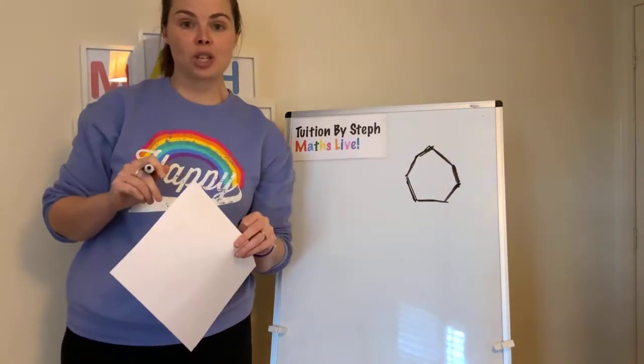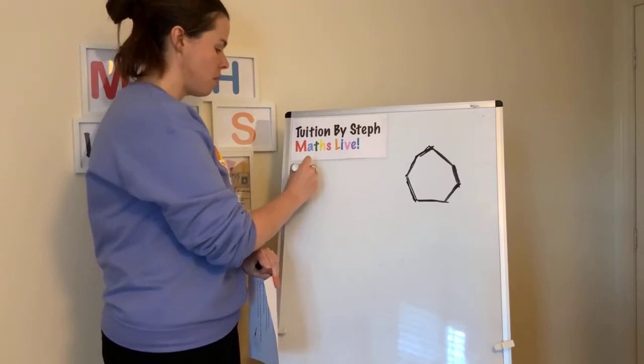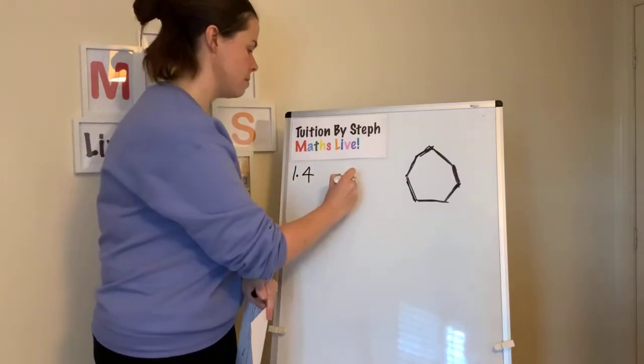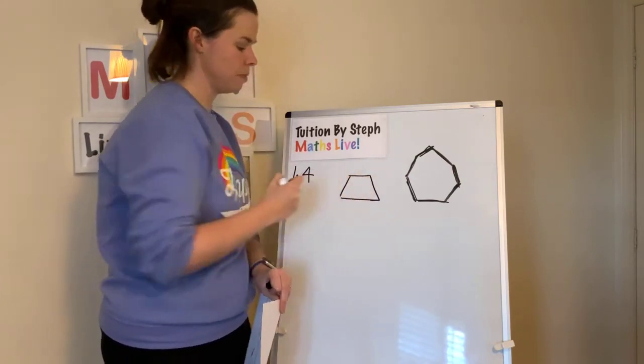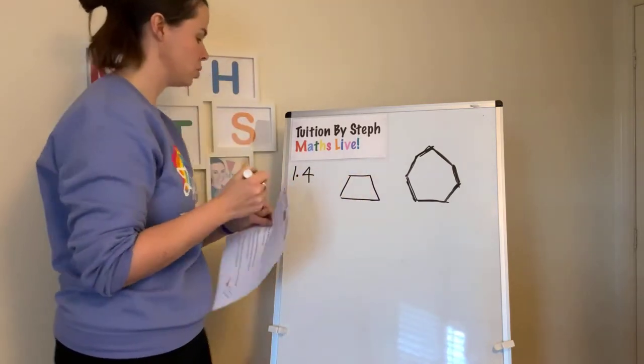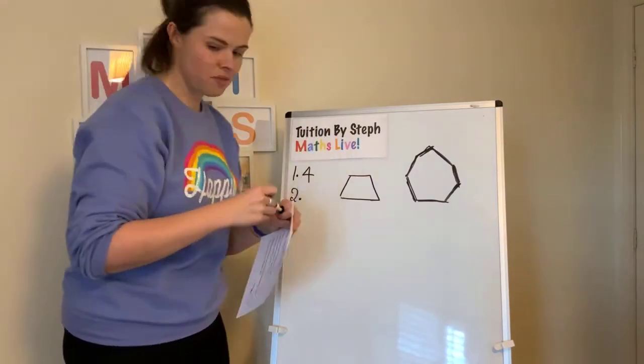Right, question 1. How many sides does a trapezium have? 4. A trapezium looks like that, 2D shape. So a trapezium has 4 sides. Question 2. What is the name of this shape?